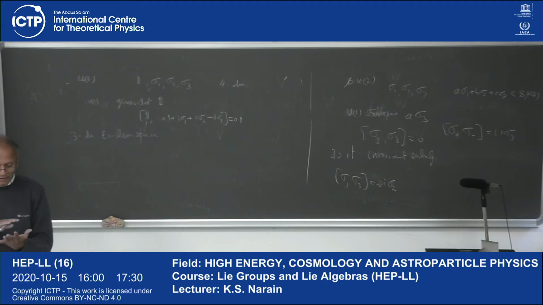So Poincare group has 6 Lorentz generators and 4 translations because we are talking about 4 space-time. So Poincare group is 10-dimensional. And therefore the algebra is also a 10-dimensional algebra.